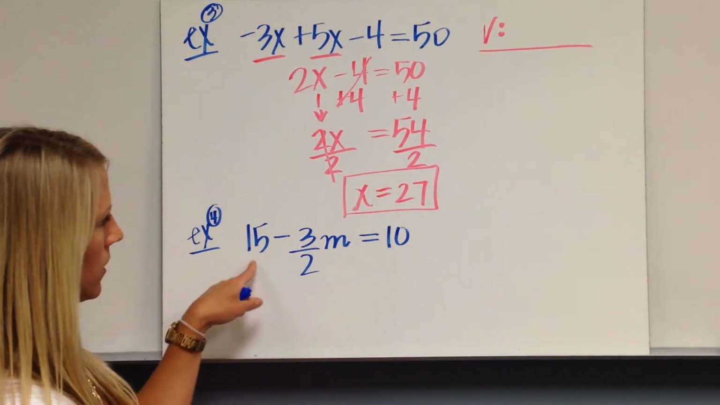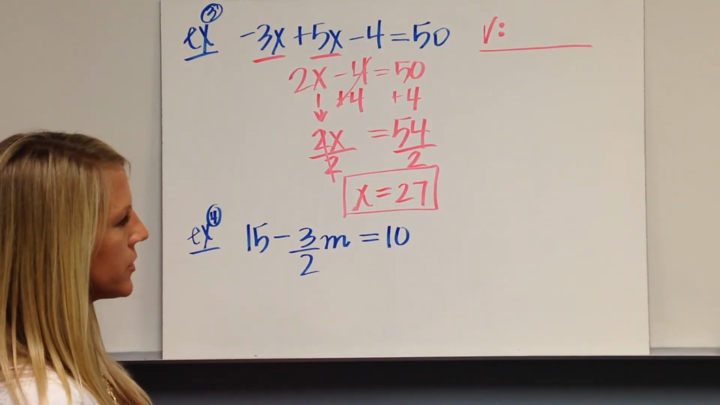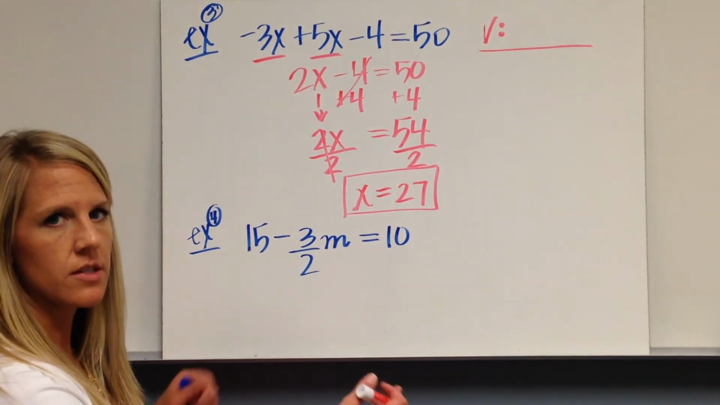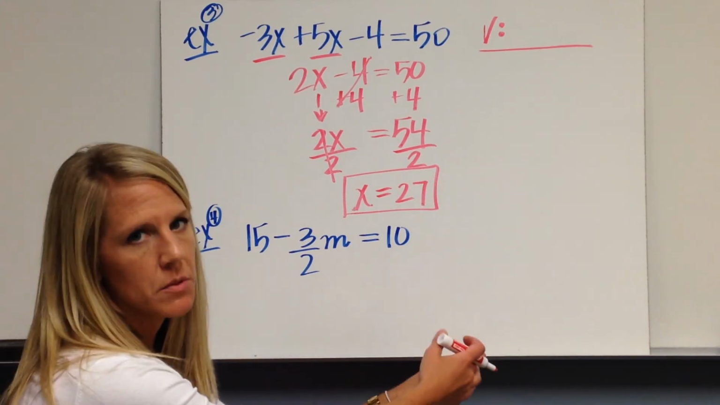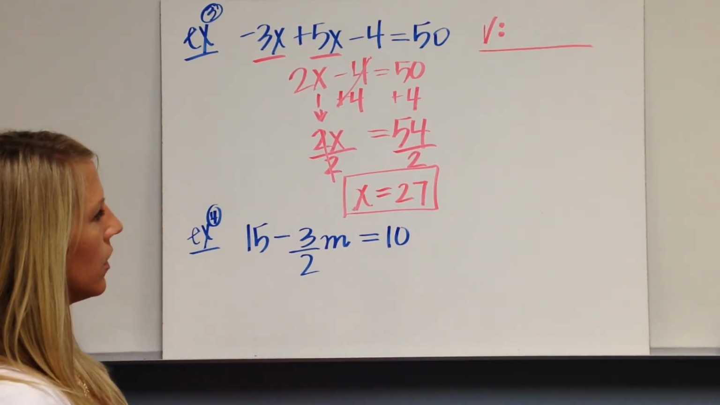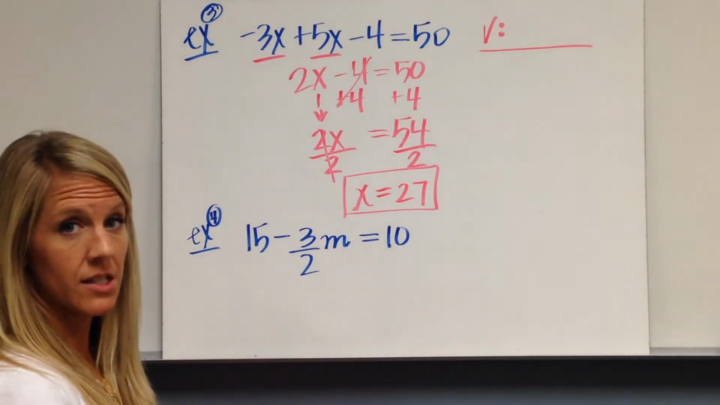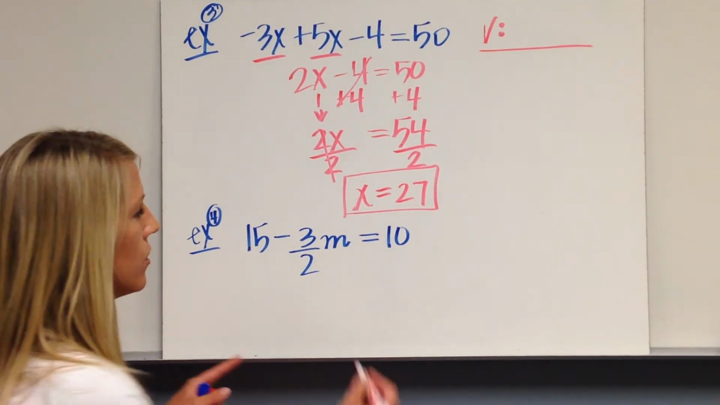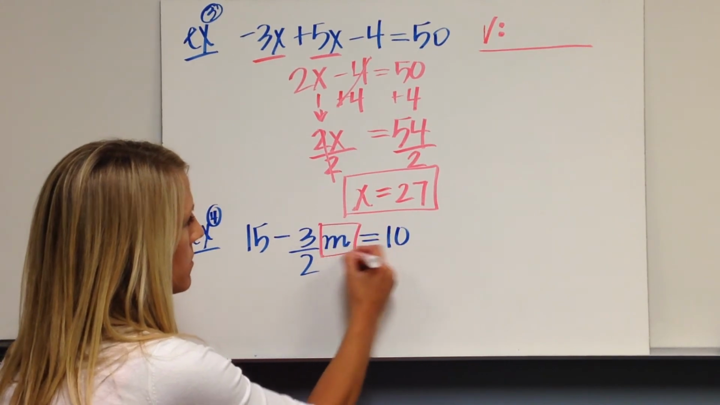Okay, last one. 15 minus 3 halves m equals 10. So what do we do? Left side versus right side. Can I simplify the left side? Can I simplify the right side? No. But I want to isolate that variable. In this case, my variable is m. Again, variable, the unknown. So I'm trying to get this guy all by himself.